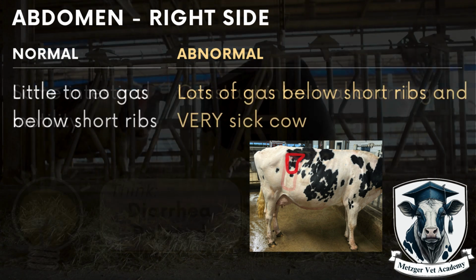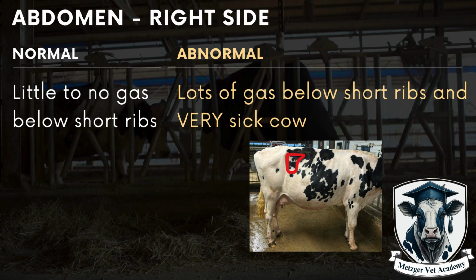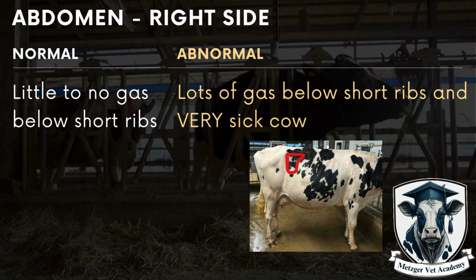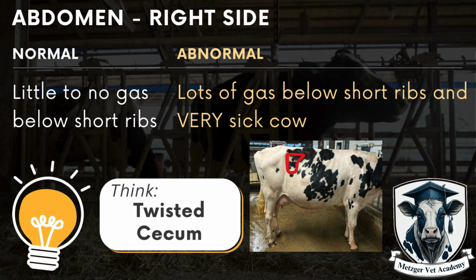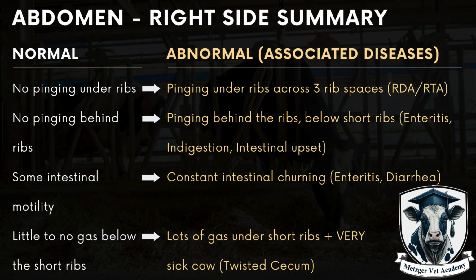You will also be able to feel a big cecum rectally on the right if she has a twisted cecum. Twisted cecums are a very serious emergency and the cow will be very sick if she has one, but they are also pretty rare to come across.